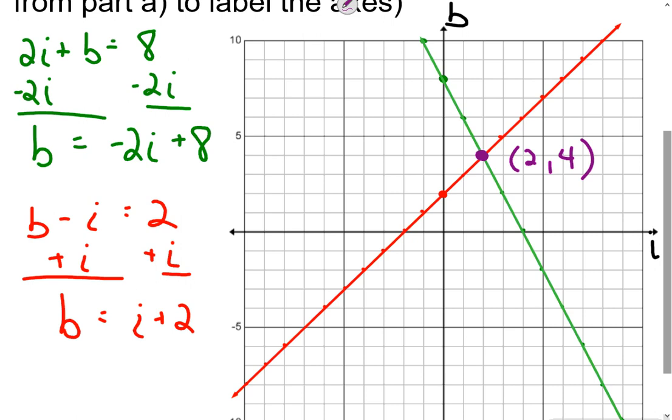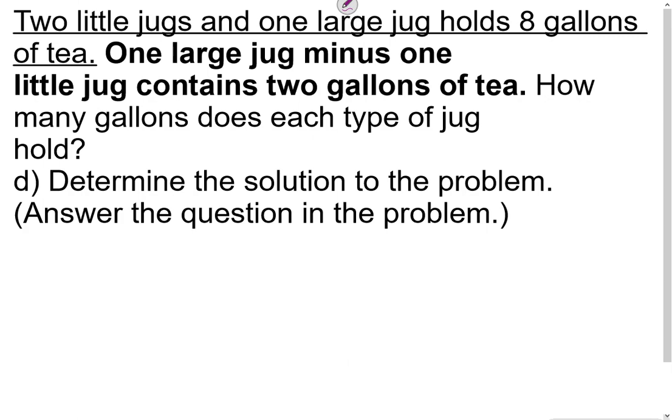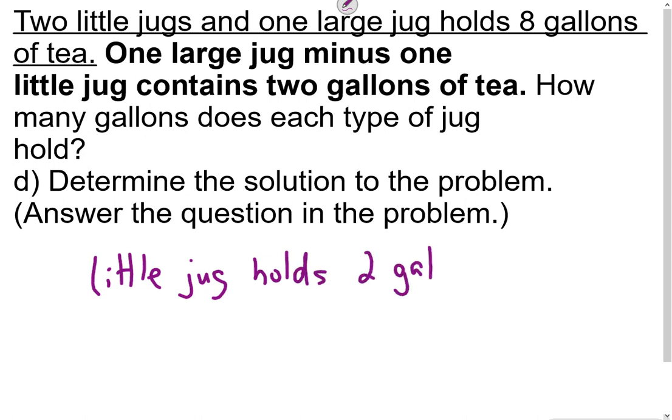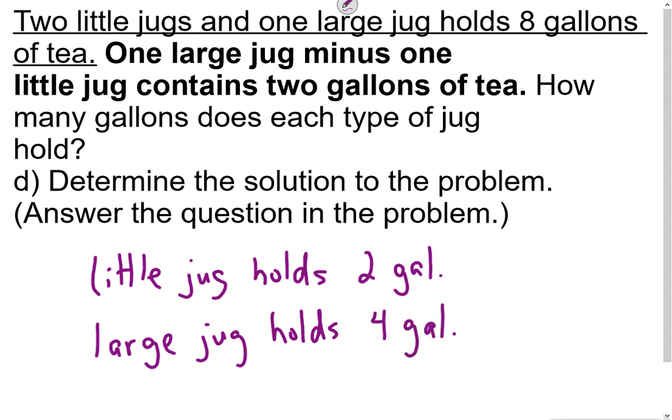So when I come back here and it says answer the question, well, I now know that a little jug holds 2 gallons and a large jug holds 4 gallons. And we've solved our word problem using systems of equations and graphing.